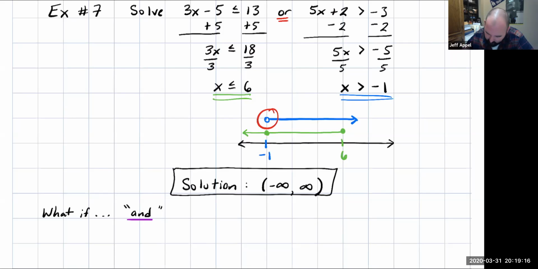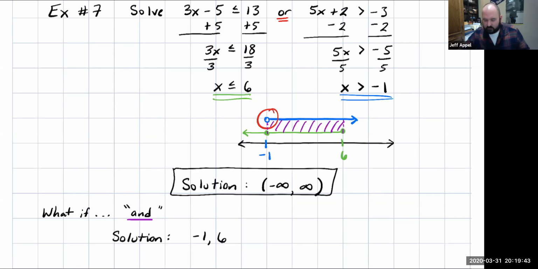So I'm looking for where do these two graphs overlap each other? Well, it's going to be from right here to right here, and it would be all of these numbers on the number line that kind of fit in that space. So that would be all the numbers from, can you figure it out? What would be the solution in that case? So it would be all the numbers from -1 up to 6.